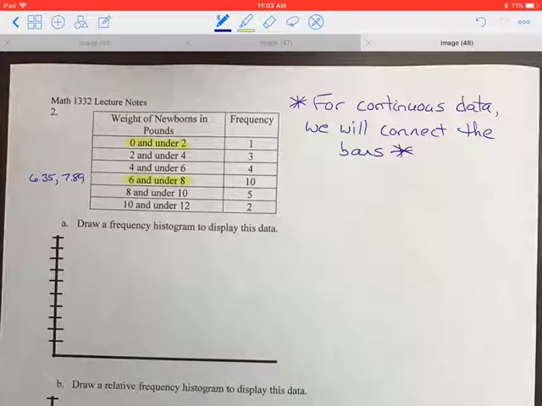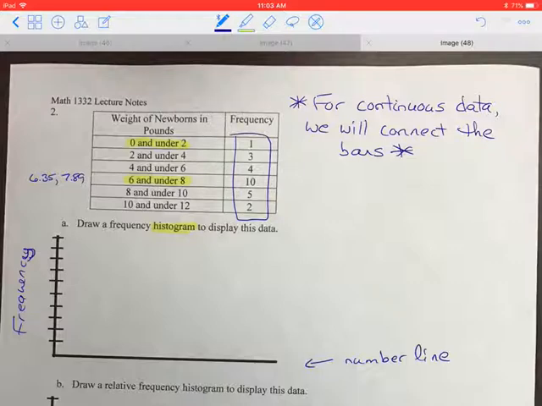Basically what we'll do is our x-axis will more or less be a number line. All right, and we call this type of graph a histogram. Now we are asked to do frequency, so that means over here on the y-axis, this will be frequency. Okay, so that'll just be the number of each in the category. So I need to go up to 10. So 1, 2, 3, 4, 5, 6, 7, 8, 9, and 10.